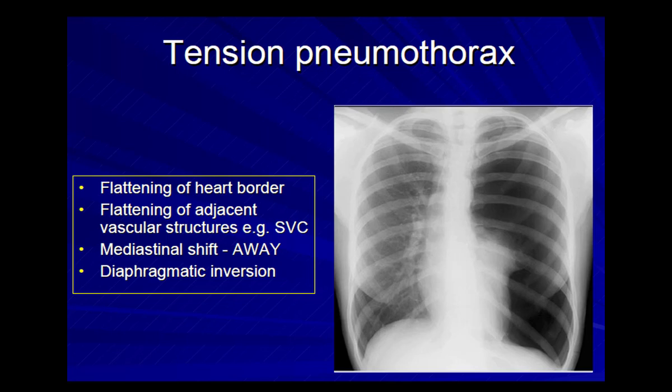Tension pneumothorax, though it's a clinical diagnosis, when there is tension pneumothorax, the findings you see on the X-ray are, because of the tension, flattening of the heart border, flattening of adjacent vascular structures, mediastinal shift towards the opposite side, and diaphragmatic inversion.